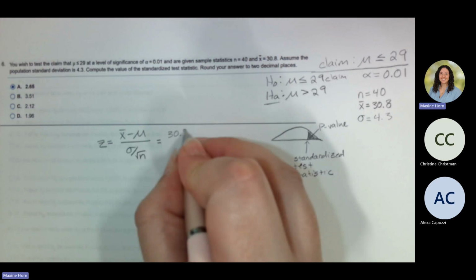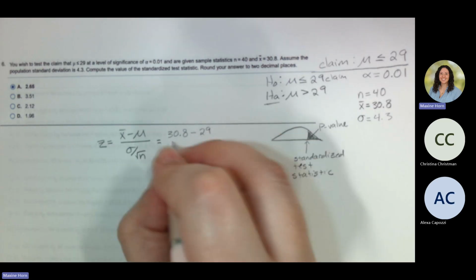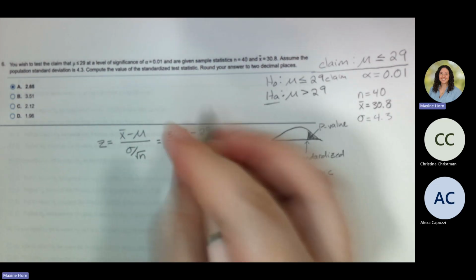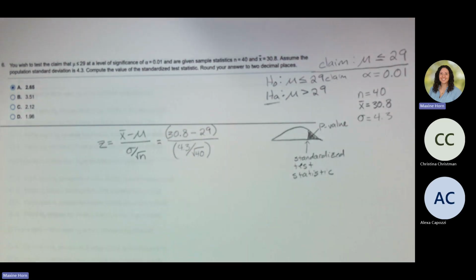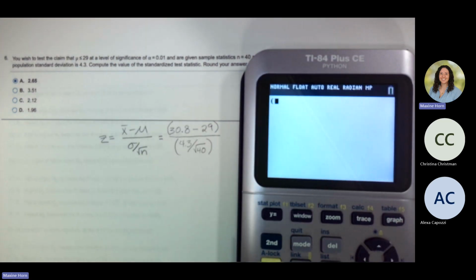Okay, so let's plug in what we have here. We have 30.8 minus 29, and that's all over 4.3 divided by the square root of 40. Now, when you go to plug this into your calculator, I would always suggest putting your numerator and your denominator each in parentheses, right? That's going to make life a little bit easier for you. So we're going to do 30.8 minus 29 divided by 4.3 over the square root of 40.